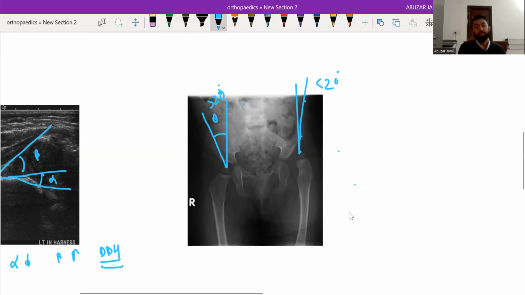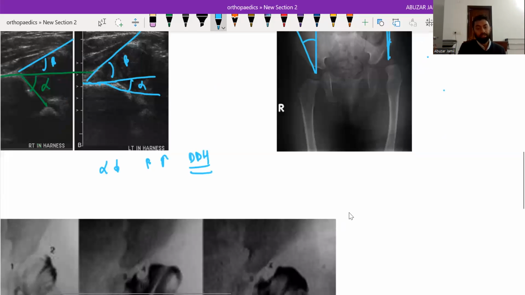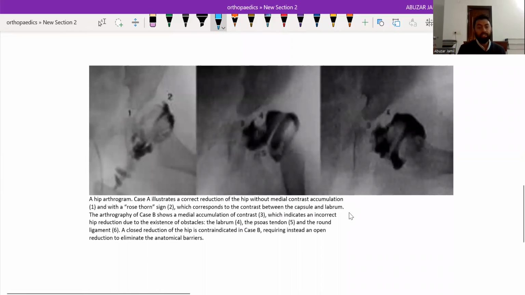Now, one more thing just to mention, the Rose-Thorn sign, we see in an arthrogram of a reduced hip. So this is a Rose-Thorn sign, that we see in an arthrogram of a reduced hip. So these are the basic radiological findings that we see in a patient of developmental dysplasia of hip.